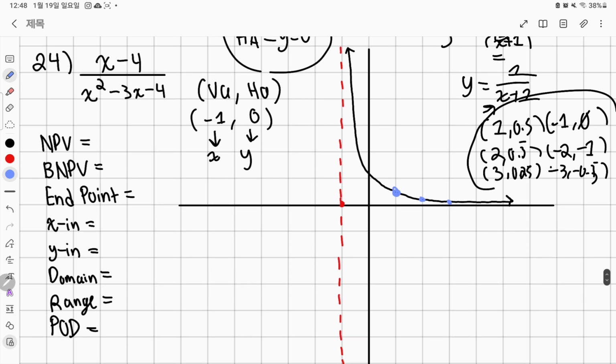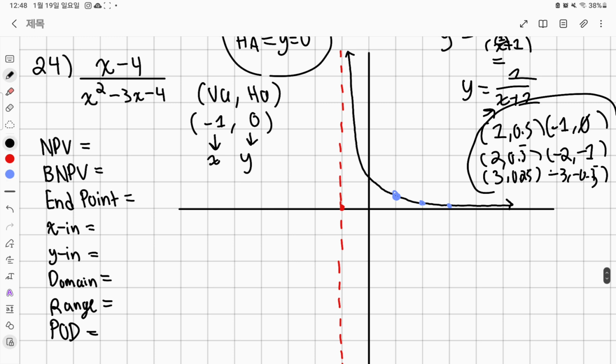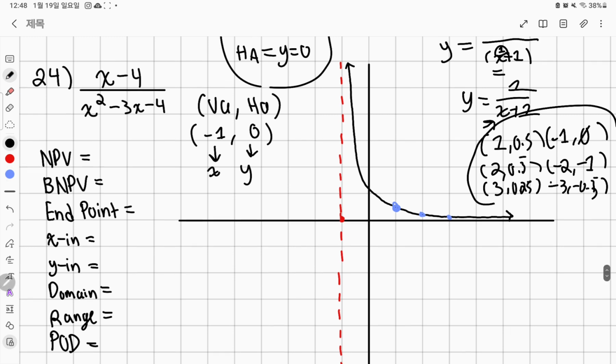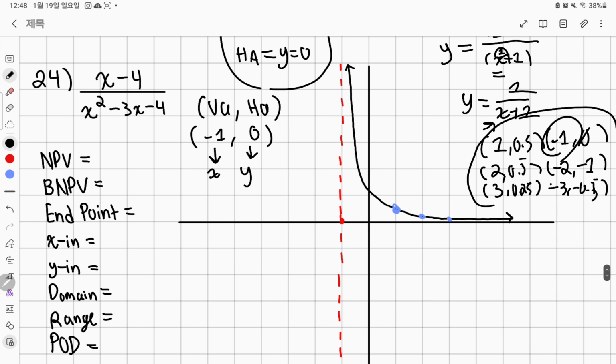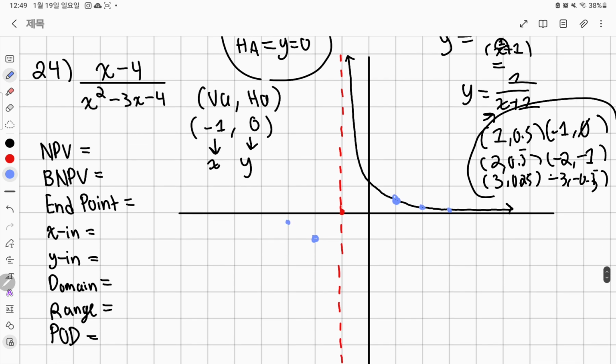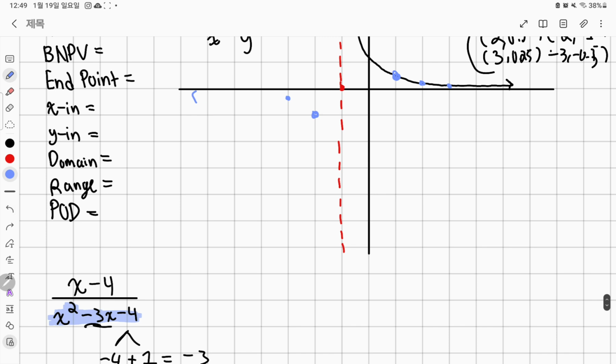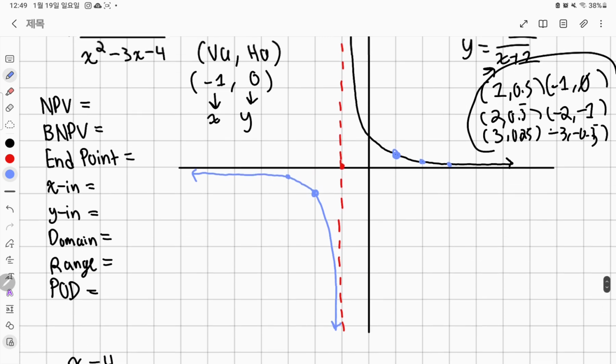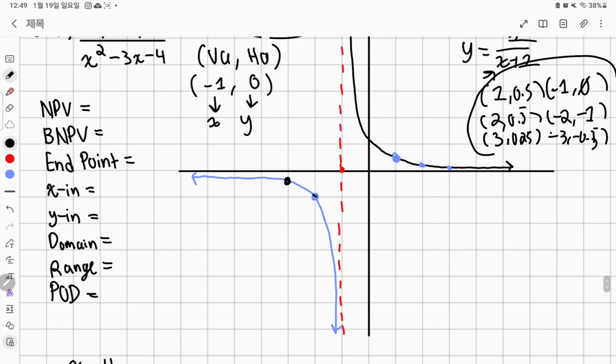Now we're gonna do the negative side. When it's -1, it's undefined because of the vertical asymptote, and when it's -2, it's -1. When it's -3, it's -0.5, about here, right? And this one, we easily know that it will look like this because it can't cross over the vertical asymptote. It can cross over y = 0 because it's a horizontal asymptote. Okay, and this is our final graph.